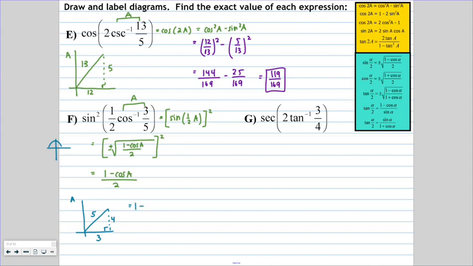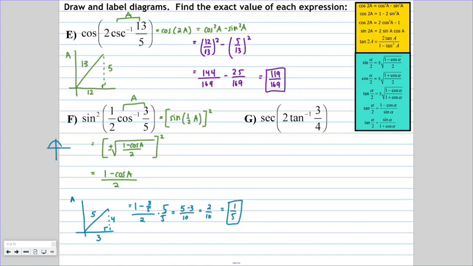Okay, use this diagram. The cosine of A is 3/5. So we just have 1 minus 3/5 all over 2. Again, if I multiply by 5 over 5, we can clear the fraction. We get 5 minus 3 over 10. That looks like 2 over 10, which is 1/5. Box that, final answer there.